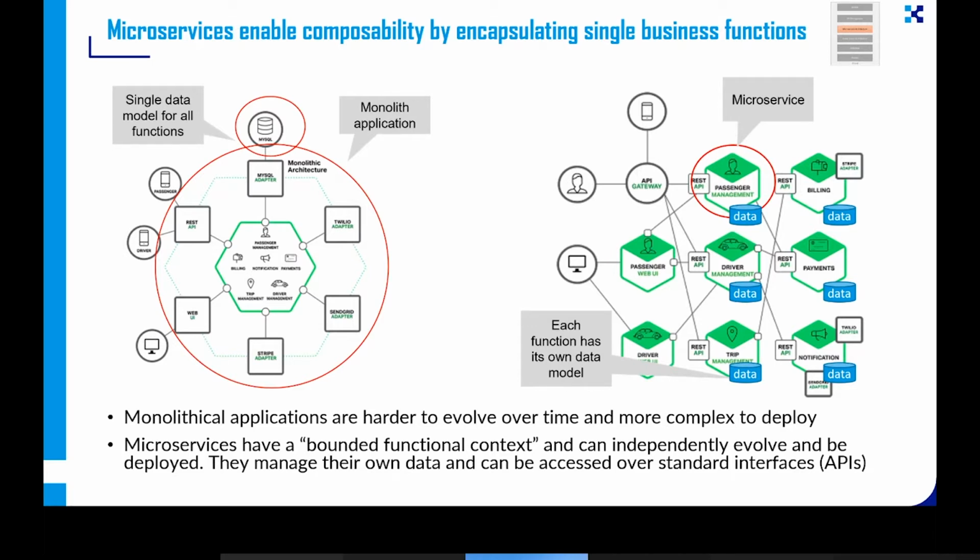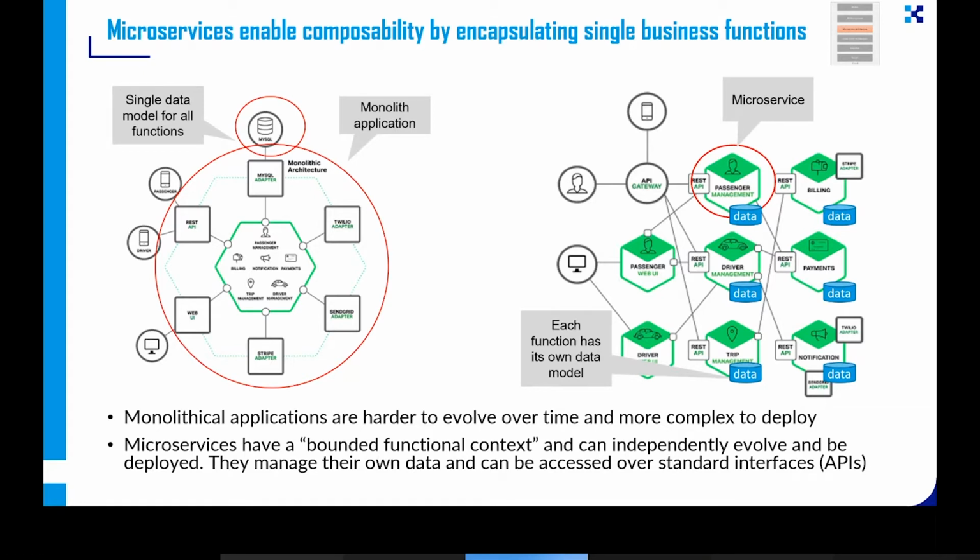What you do on the right side, you see a bunch of microservices where each microservice takes responsibility for a particular business function. In this case, one is billing, another is passenger management, another is driver management, another one is payments. They have their own data store. And within this functionality, where they manage both the business logic and the data, which is called a bounded functional context, they can basically independently evolve. If there's things that you want to do around passenger management, you're going to evolve that component. If there's things that you want to do around billing, you're going to evolve that component.